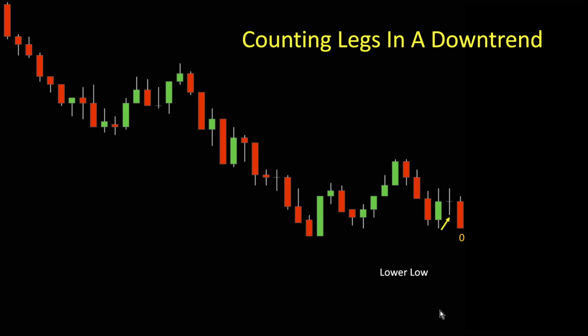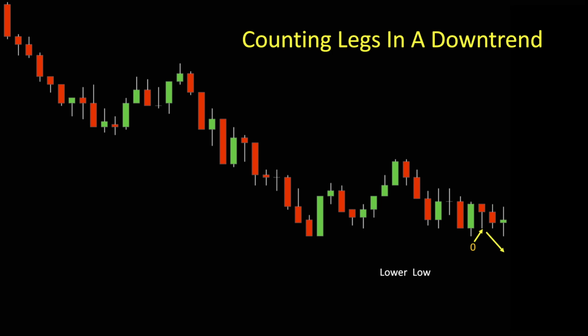So we start over at zero. Lower lows, zero. Okay, here we go. Higher low. Possible pullback time. There's a pullback. Very short. It went back into the trend and continues into the downtrend.